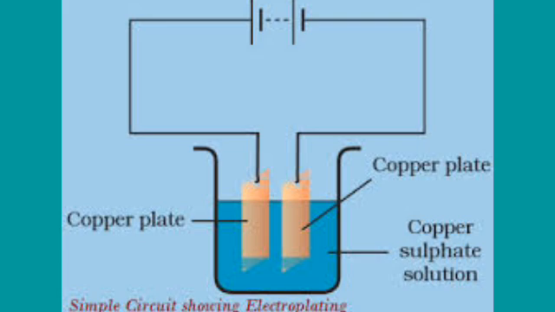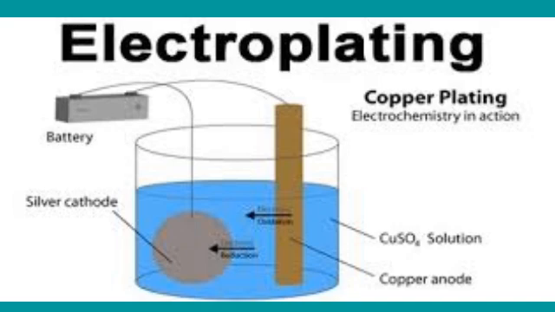Applications of electrolysis. Electrolysis has a number of applications. It is used in extraction and purification of metals. The most general use of electrolysis is electroplating. What is electroplating? The process of depositing a layer of one metal over the surface of another metal by passing electric current is called electroplating.